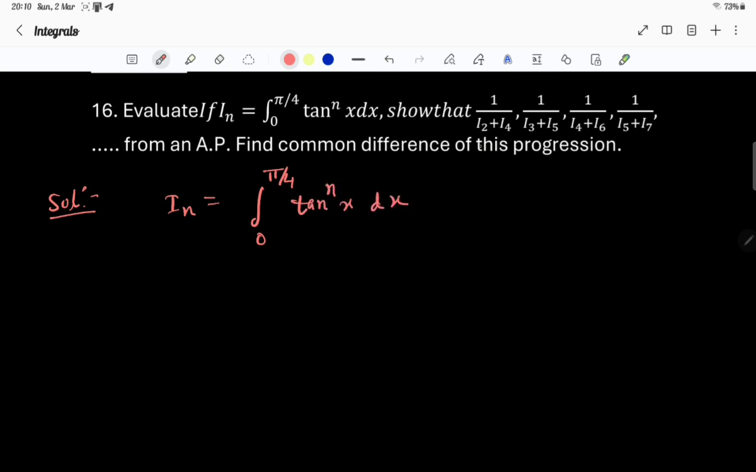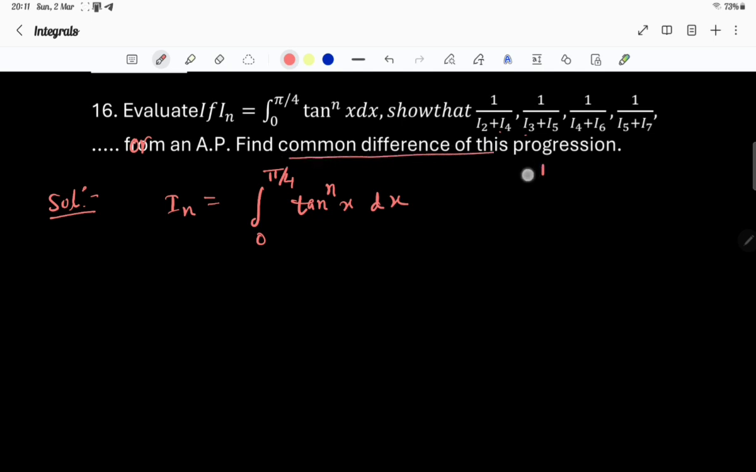Now what are they asking? They are asking to show that 1 by (I2 plus I4), 1 by (I3 plus I5), 1 by (I4 plus I6), like this four terms are there, form an AP. AP means arithmetic progression. You know, in arithmetic progression, a common difference is there. They are asking to find the common difference of this progression.